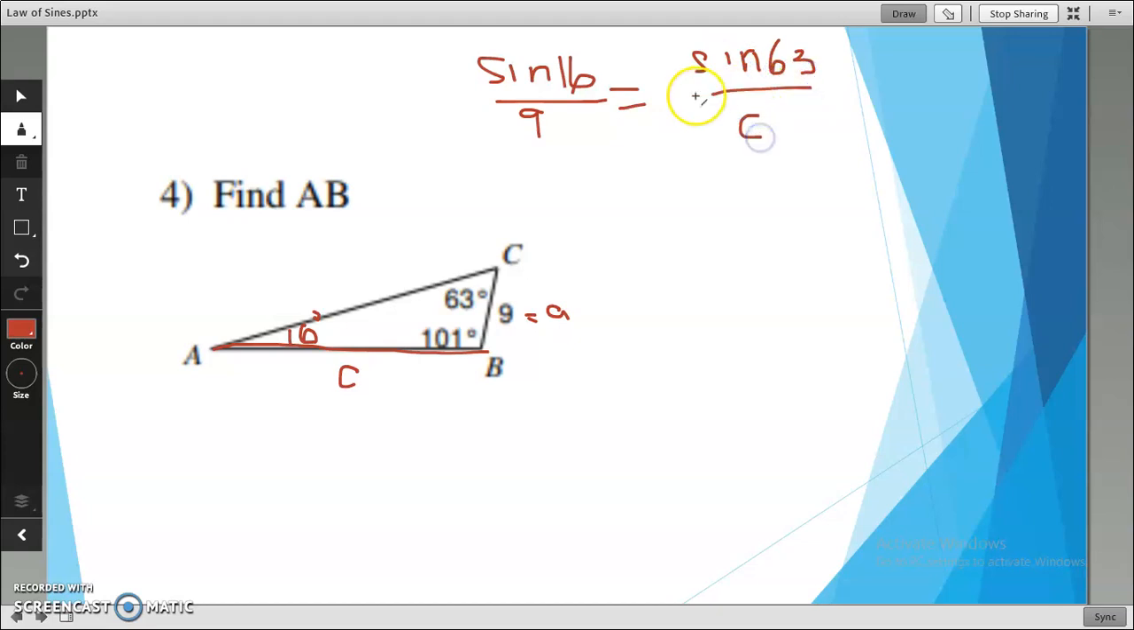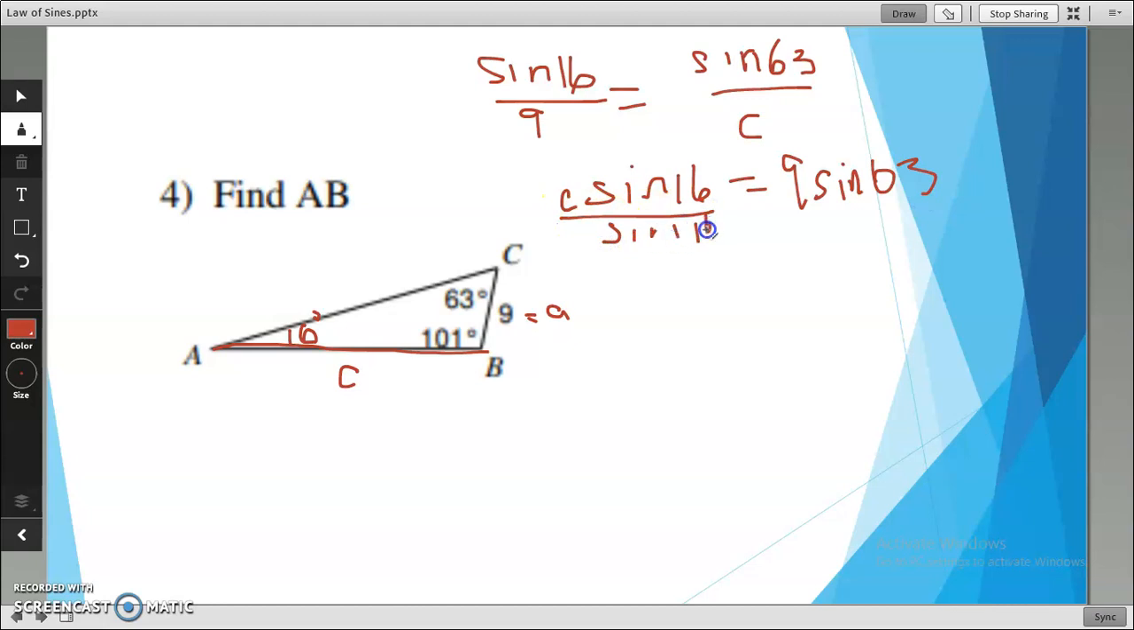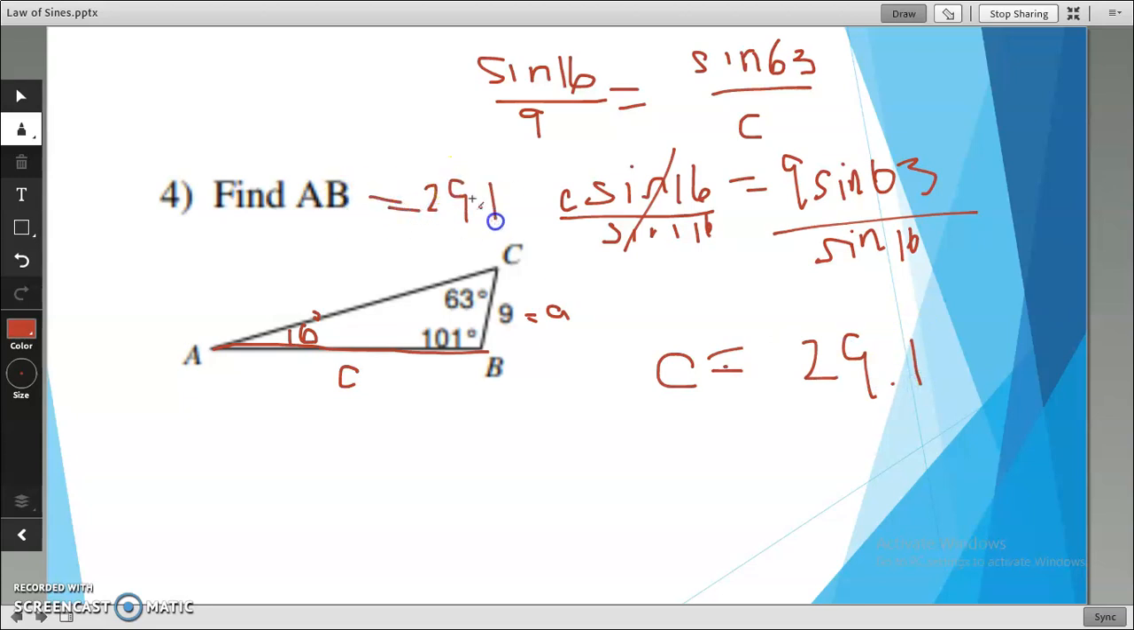over c. And I cross multiply. So I get c sine 16 is equal to 9 times sine of 63. I want to get rid of my sine of 16 because I want c by itself. So I cross that out, put that in my calculator, and I get that it's around 29.1. So AB is around 29.1. And I hope this helps.